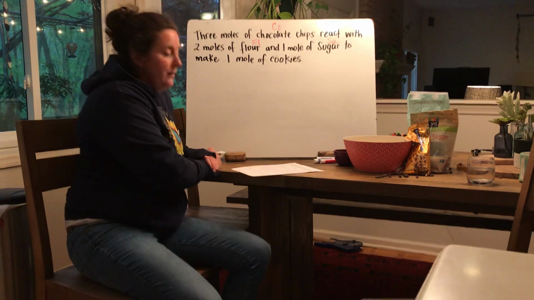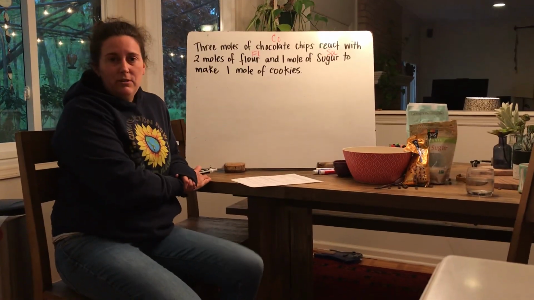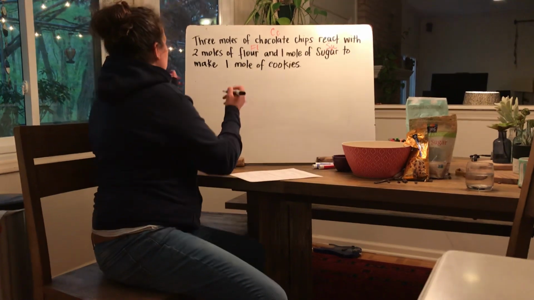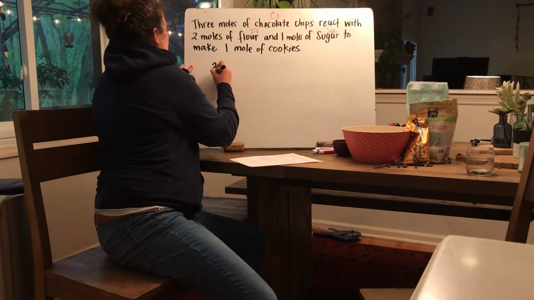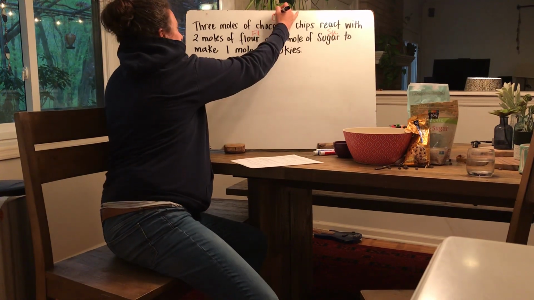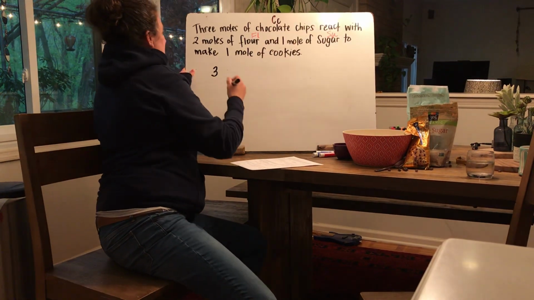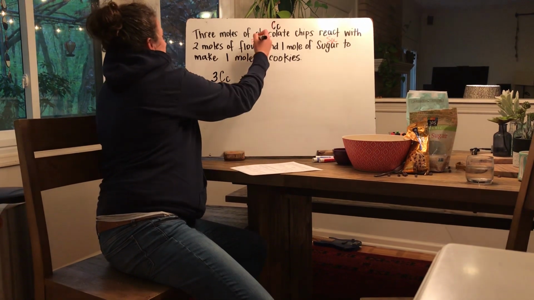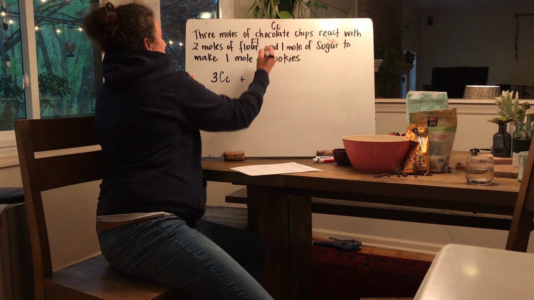So the very first thing you wanna do with these stoichiometry problems is write the balanced chemical equation. Here, we know that we have 3 moles of chocolate chips, and I'm gonna abbreviate chocolate chips with CC. They react with 2 moles of flour, which I'm going to abbreviate with FL.